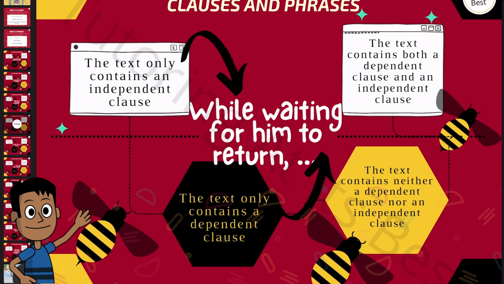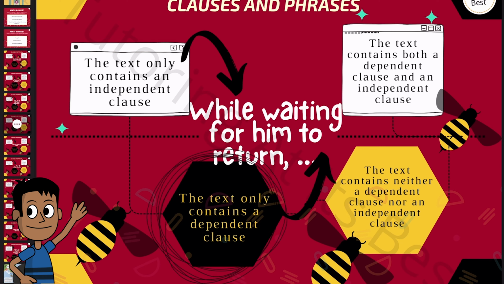While waiting for him to return. So you could see, is this independent? Does it express a complete thought? Now remember, in order to express a complete thought, the sentence must have a subject and predicate. And because it doesn't, it is a dependent clause. So with that being said, it's going to be the black hexagon.